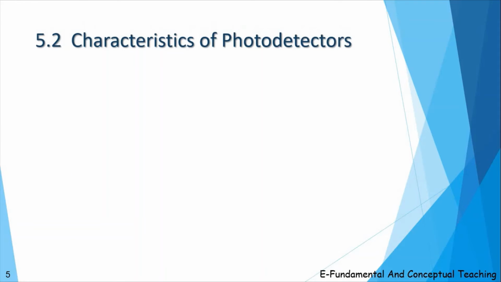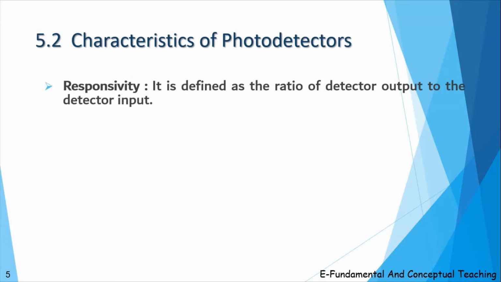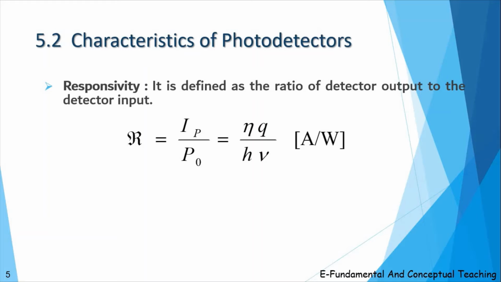Characteristics of photodetectors. Responsivity. It is defined as the ratio of detector output to the detector input. Therefore, responsivity is given as R equals IP upon P naught, where IP is photocurrent and P naught is incident power.